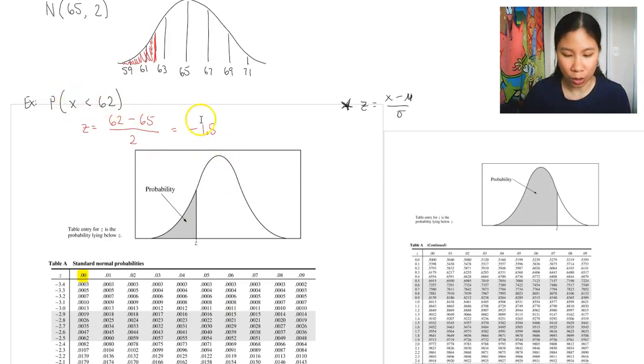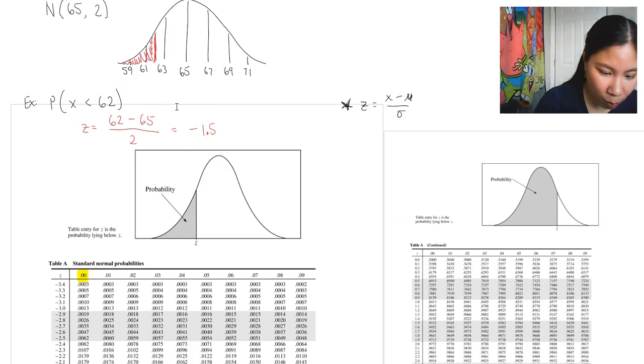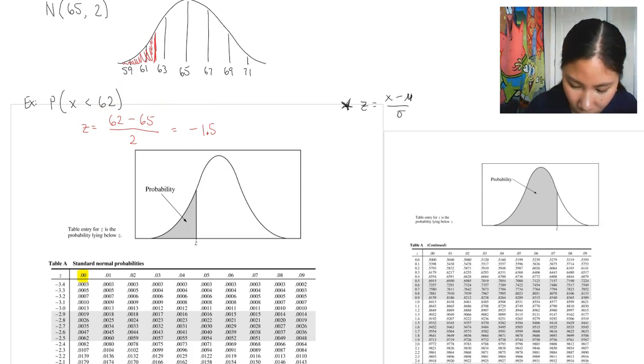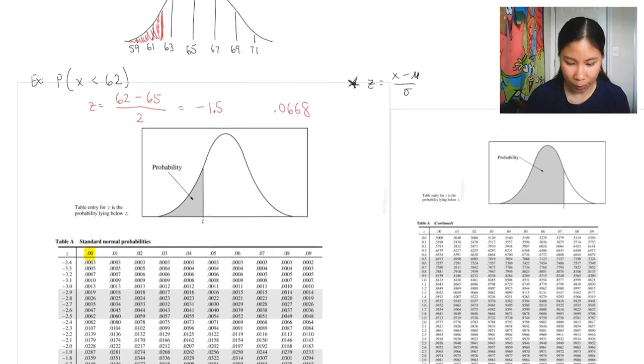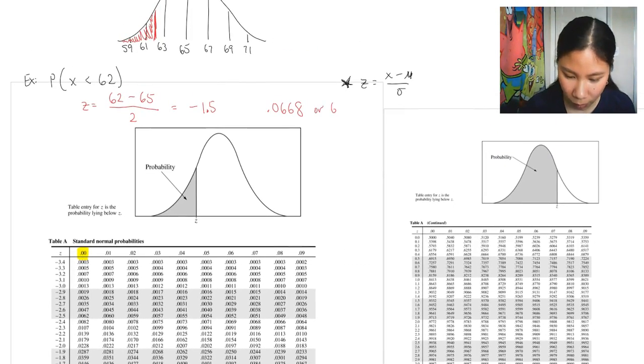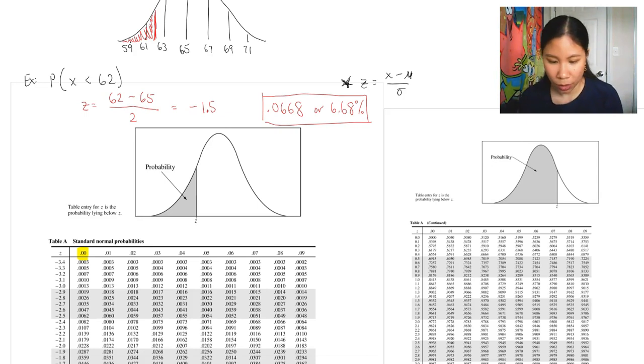So going back to my original problem of finding the percent of people who are shorter than 62 inches tall, the proportion of that ends up being 6.68% based on our table. And again, you can answer with either the decimal or the percent. It's up to you. They mean the same thing. So that's how we're going to use our table A.